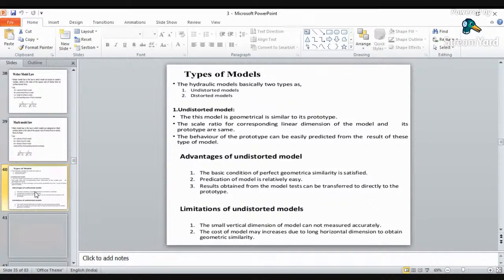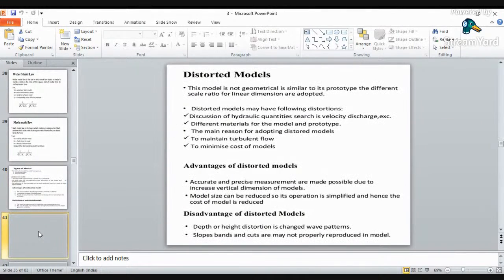But in a distorted model, the horizontal and vertical dimensions are not to the same scale. Suppose you have a 1 kilometer length of a river and its depth is only 100 meters. In this case, it is inappropriate to scale both equally. You will have a model which is longer and has a very small depth. So you have to use two different scales in the vertical and horizontal dimensions of modeling. This is termed a distorted model.